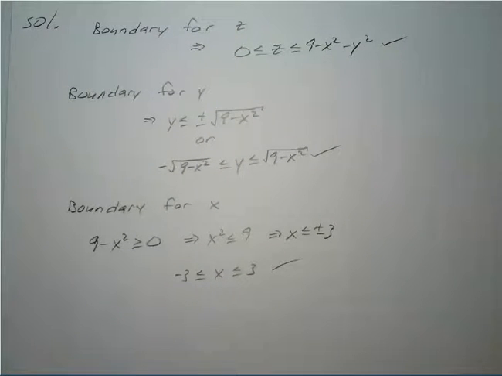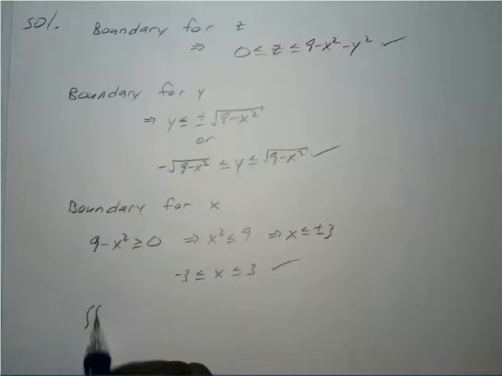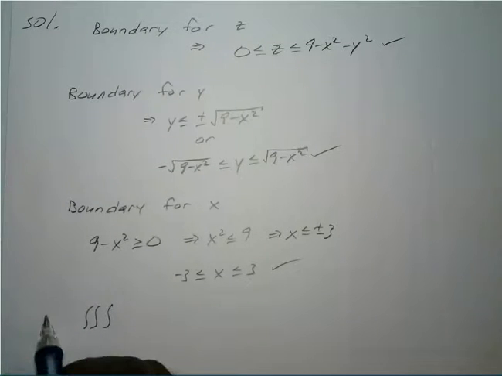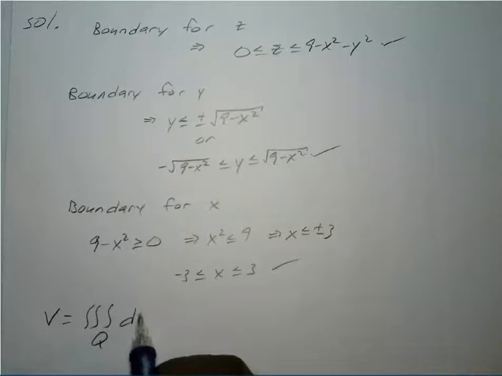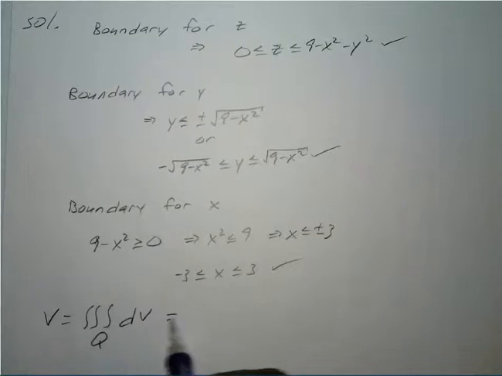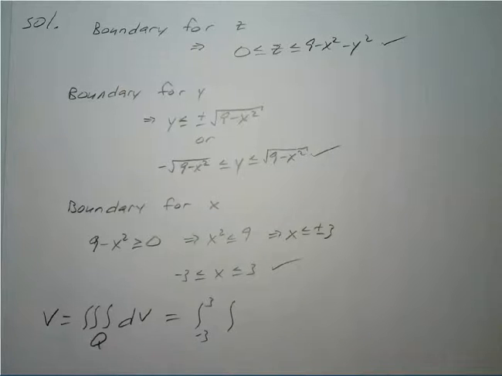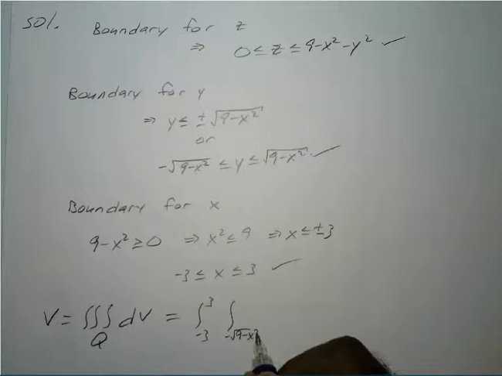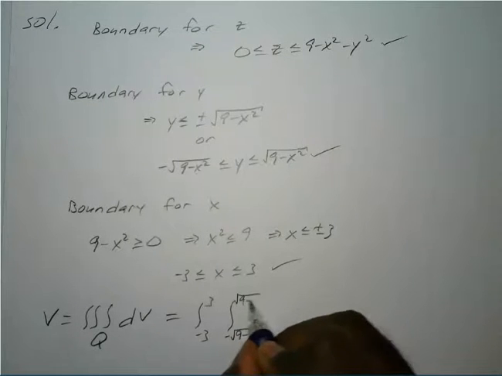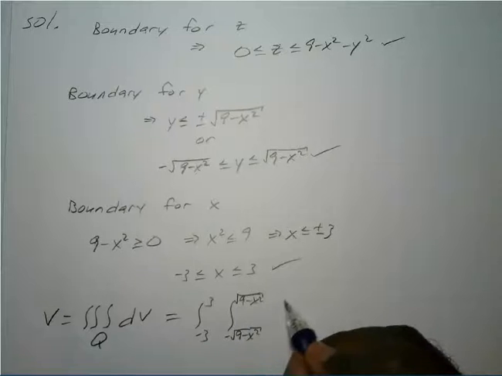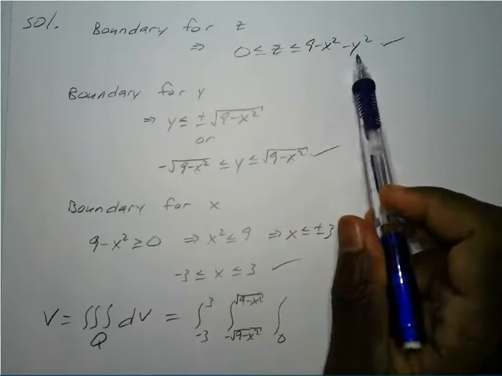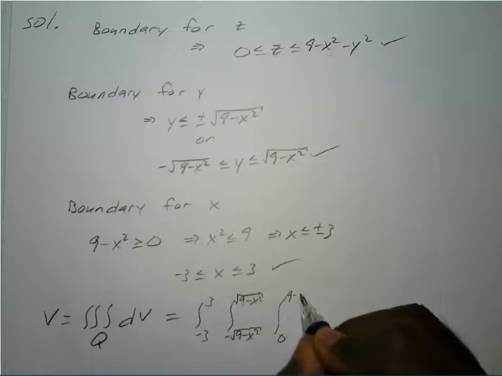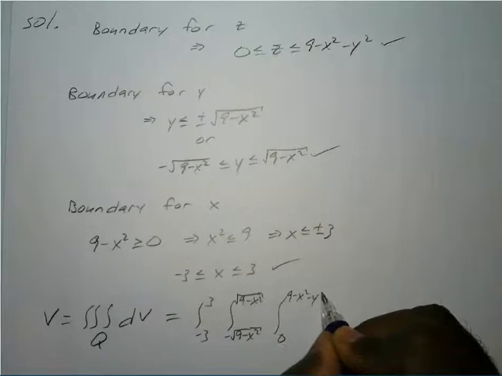Okay, so we go ahead and write out our triple integral. Our volume is equal to a triple integral, which will become the integral from negative 3 to 3, the integral from negative square root of 9 minus x squared to positive square root of 9 minus x squared, the integral from 0 to 9 minus x squared minus y squared, sorry about that.